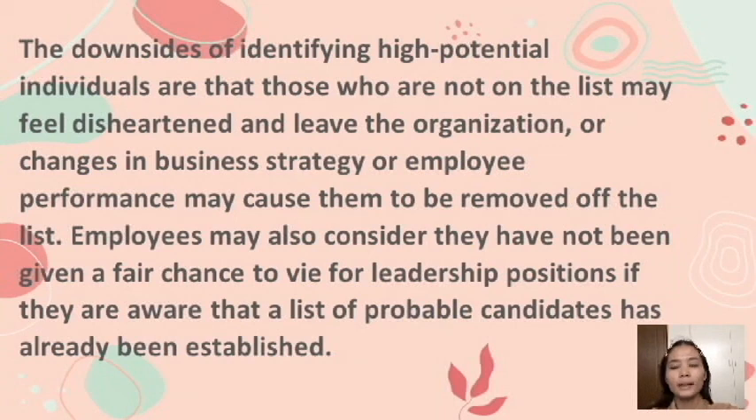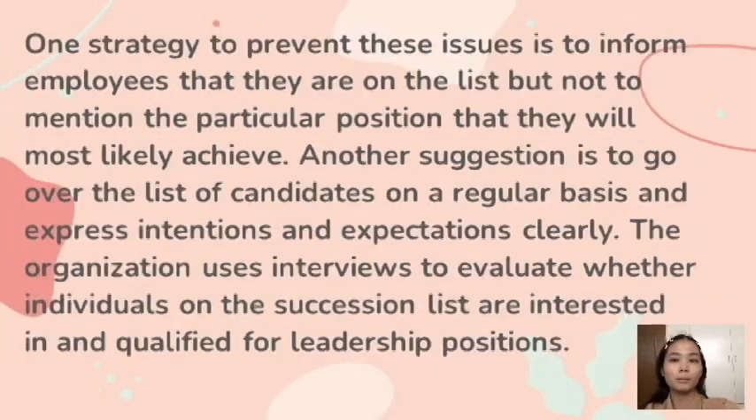The downsides of identifying high potential individuals are that those who are not on the list may feel disheartened and leave the organization, or changes in business strategy or employee performance may cause them to be removed from the list. Employees may also consider that they have not been given a fair chance to be in the leadership position, if they are aware that a list of probable candidates has already been established. One strategy to prevent these issues is to inform employees that they are on the list, but not to mention the particular position that they will most likely achieve.